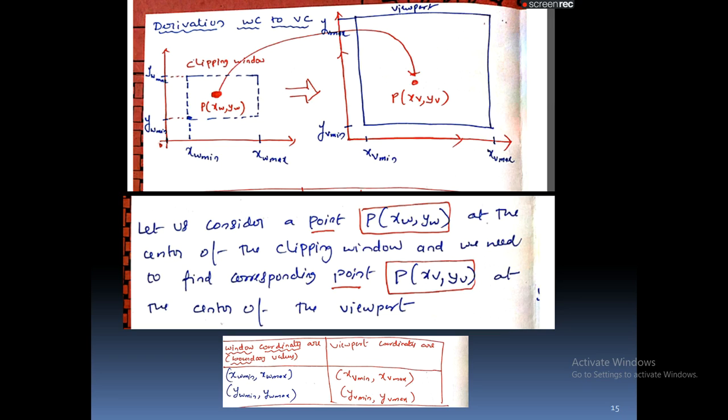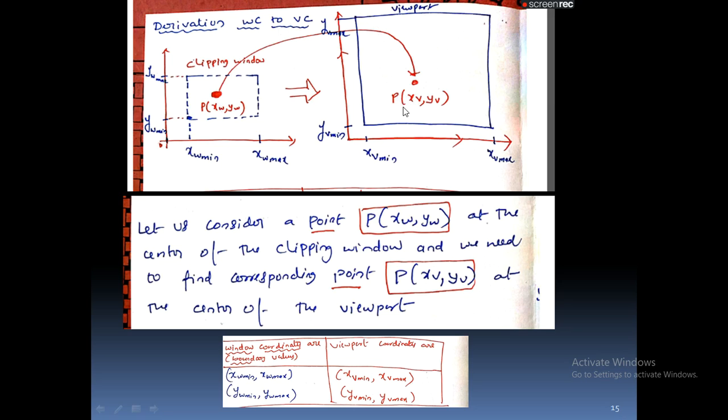Now in this derivation, what we need to determine is that whatever pixels are there in a clipping window, where those pixels have to be displayed in a viewport with respect to the screen. I will repeat once again. With respect to this derivation, we need to determine the position of the point P in the clipping window, that is, where this P has to be displayed in the viewport. That relative position we need to determine.